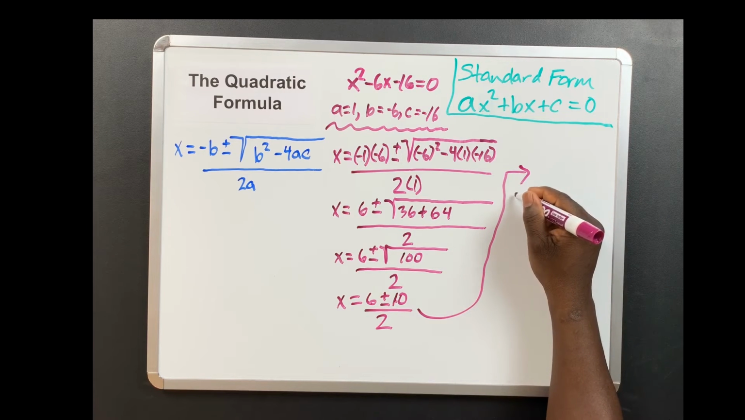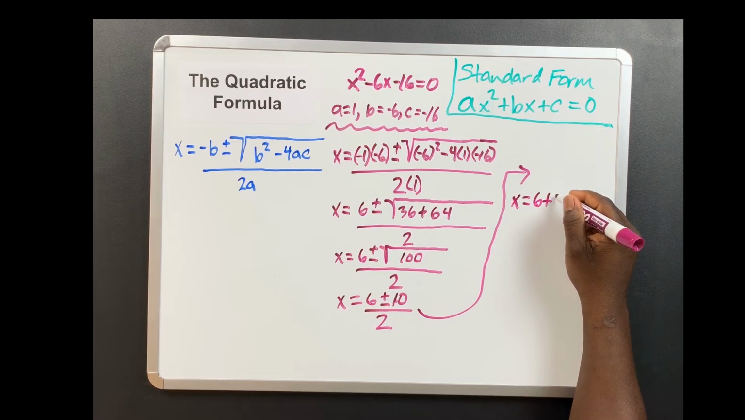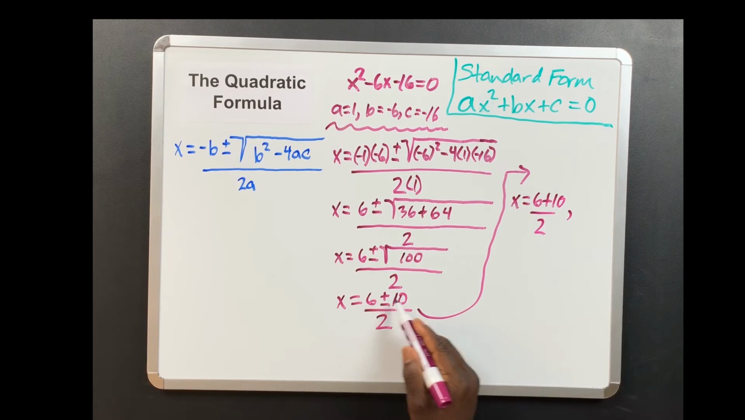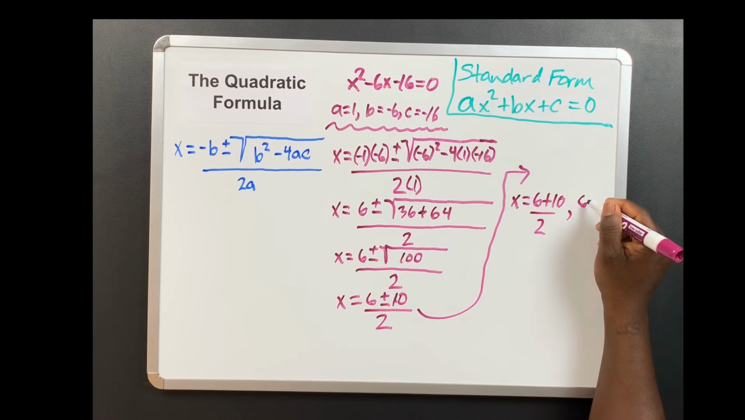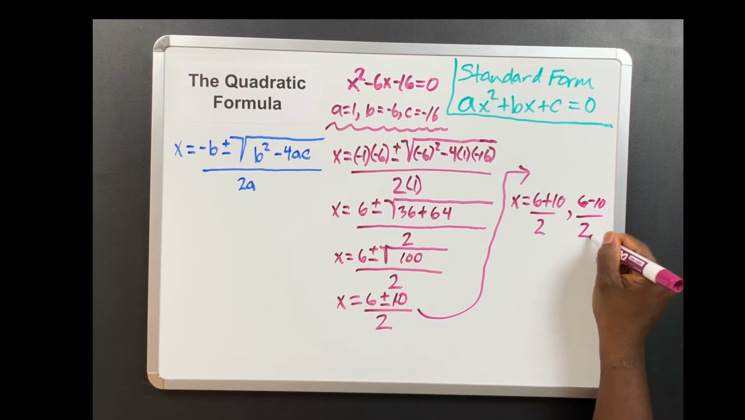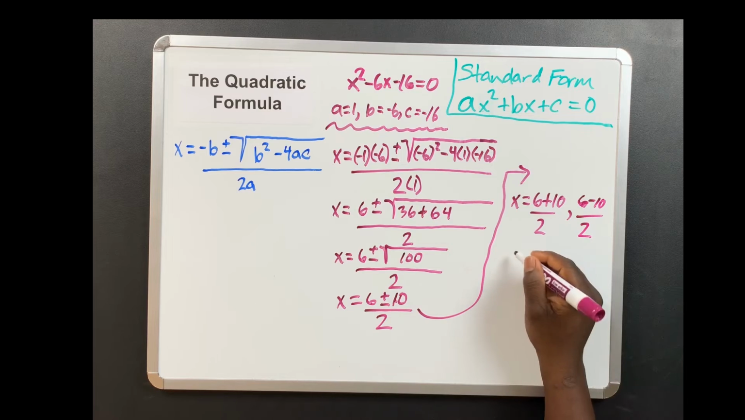So here we have x equals 6 plus 10 divided by 2. That's where that's coming from. And then 6 minus 10, 6 minus 10 divided by 2. So we're separating it. Now it's just a matter of addition and division.